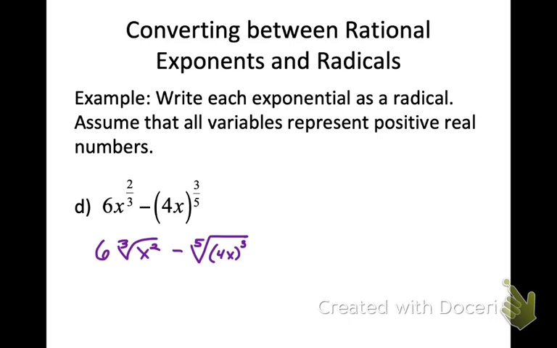4 to the 3rd power is what number? 4 times 4 is 16. 16 times 4 is 64. x to the 3rd. So now I have 6, cube root of x squared minus the 5th root of 64 x to the 3rd. I think we should be done. That should be the end of the problem.